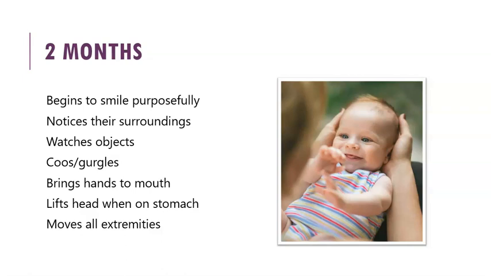They also, as far as motor skills, should be able to bring their hands to their mouth, and that should be both hands, not just one. If they're lying on their stomach, they should be able to lift their head unassisted, at least for a few seconds, and look around. And they should be able to move all their extremities independently.